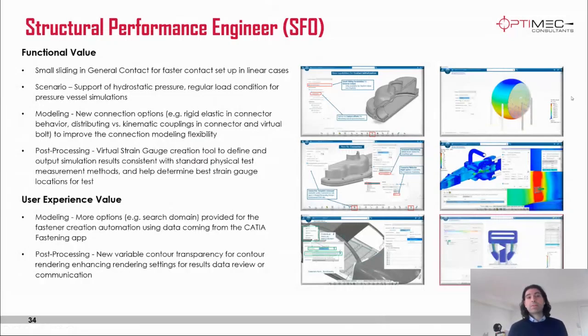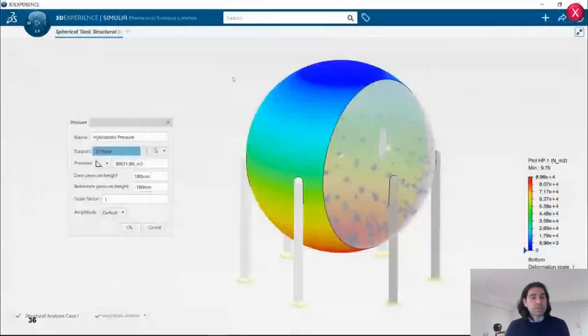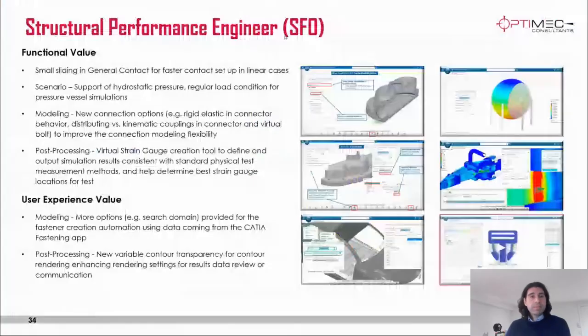So the small sliding in general contact is now an option when you're going to define your contact definition in general contact. On the scenario side, there's going to be support now for hydrostatic pressure. So again, this is something that wasn't available before. You can now apply hydrostatic pressure on your containers or any part of your model.